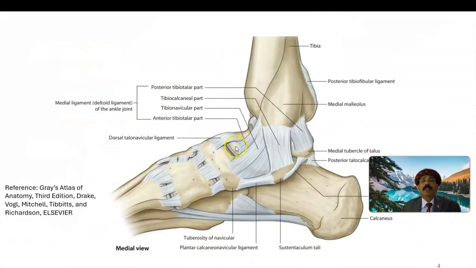On the medial aspect, we get the deltoid ligament. The deltoid ligament has multiple components. Posterior tibiotalar ligament, from the medial malleolus to the talus; then the tibiocalcaneal ligament, from tibia to the calcaneum; then the tibionavicular ligament to the navicular bone; the anterior tibiotalar part is here. These are all on the medial aspect. This is a strong ligament, and the chance of damage is less.